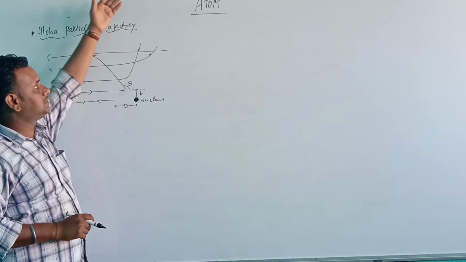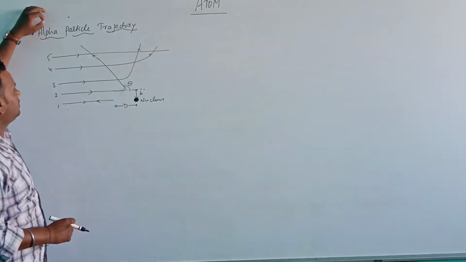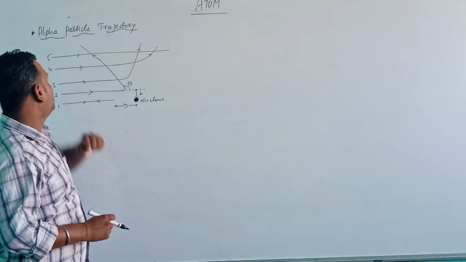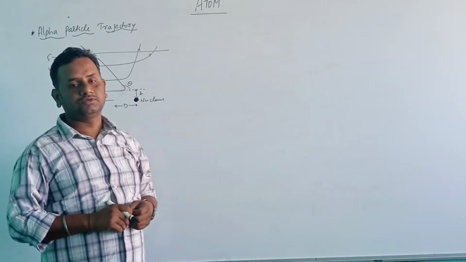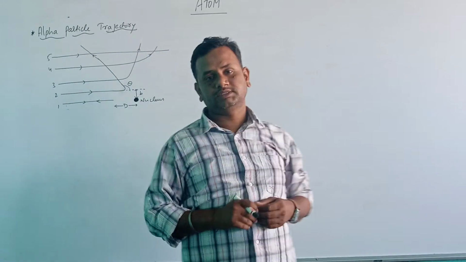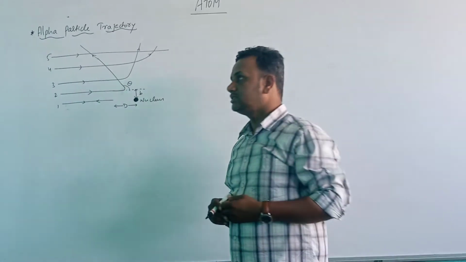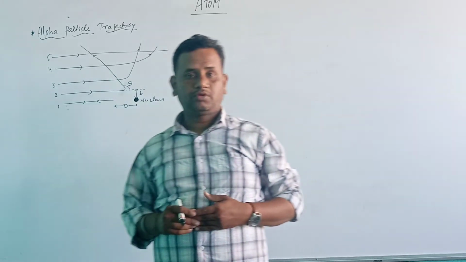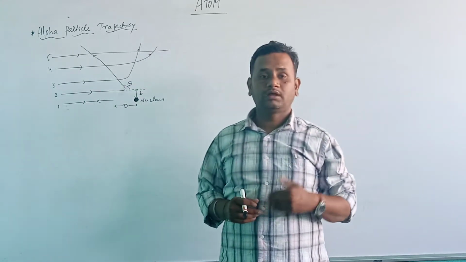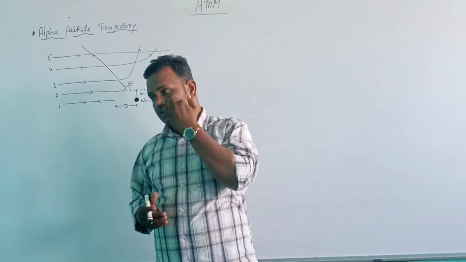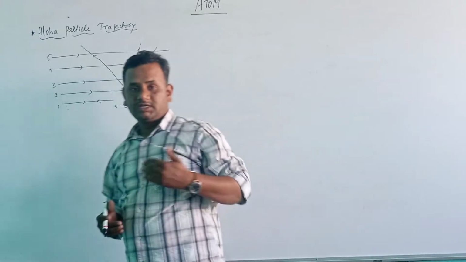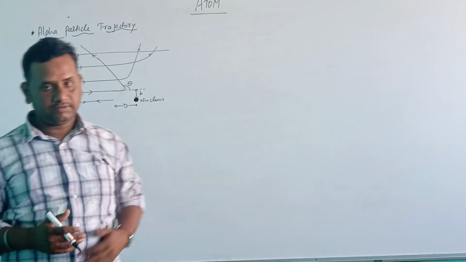We are continuing the same chapter. The topic name is alpha particle trajectory. So today our topic is alpha particle trajectory. Before that, we have already discussed the Rutherford atomic model, Thomson's atomic model, and the alpha scattering experiment also. So this is all about studying the structure of the atom.